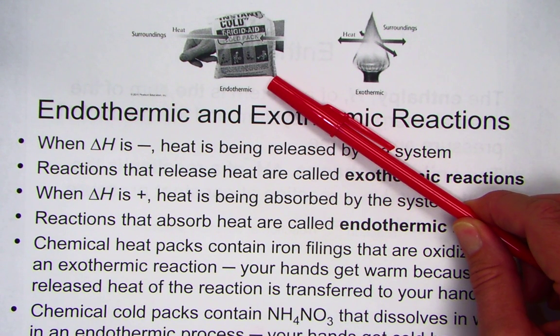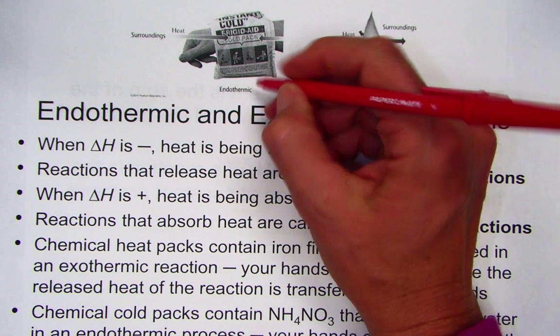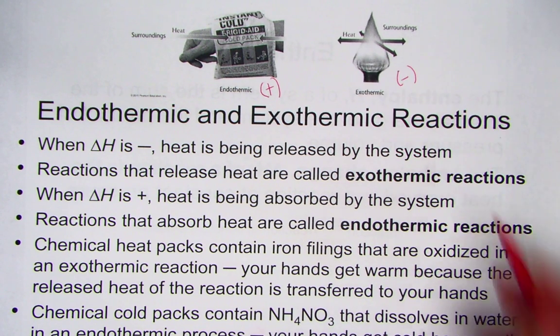Endo is heat absorbing from the surroundings. Exo is heat releasing to the surroundings. Endo is a positive sign. Exo is a negative sign.